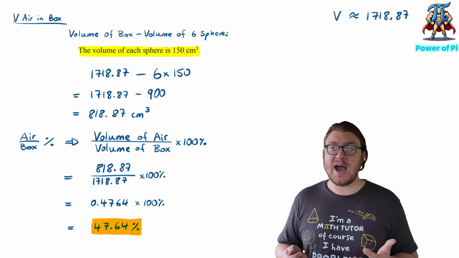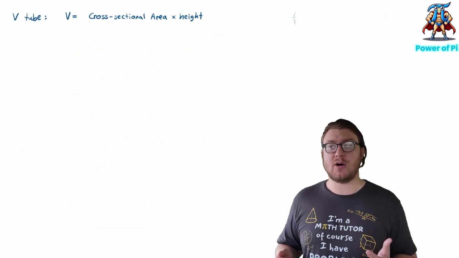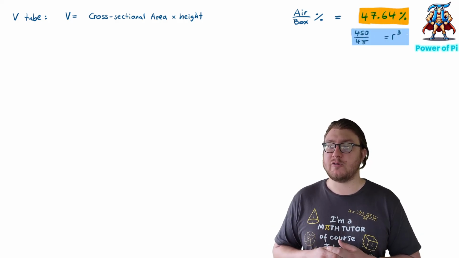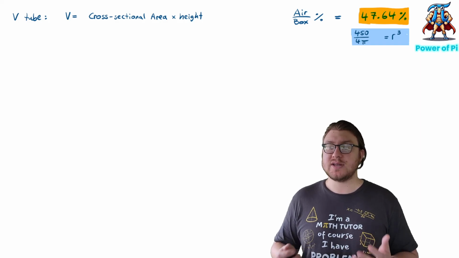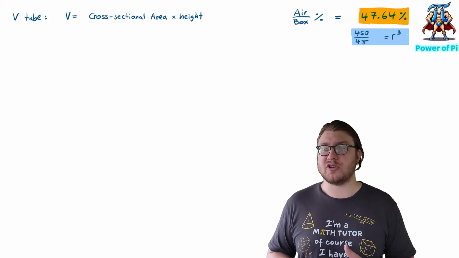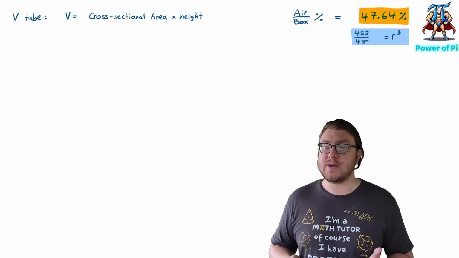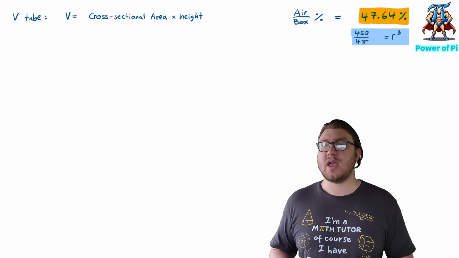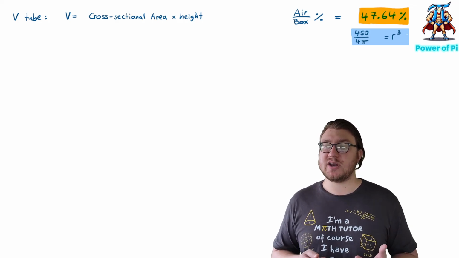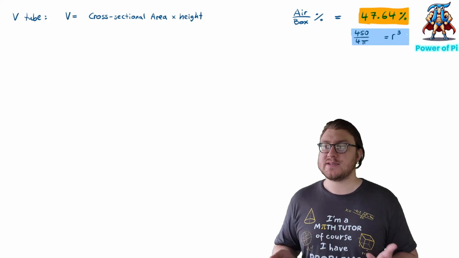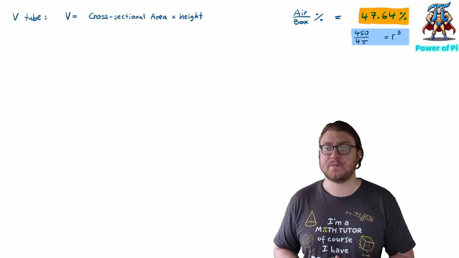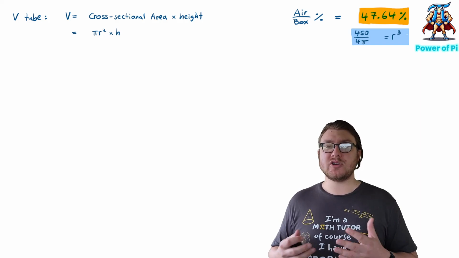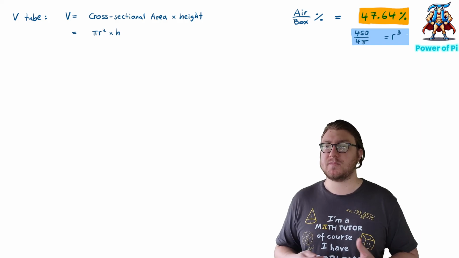Now, we've done half the question. We found our percentage for the box, but we need to do the same thing for the tube. So let's have a look at the volume of the tube first. Here we can see that it's a cylinder, so it's kind of a prism. So the volume is the cross-sectional area times the height. This is also in your formula sheet. The cross-section here is a circle, so we're going to have pi r squared multiplied by height.